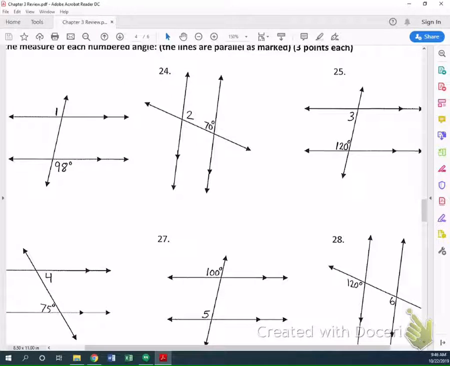Okay, we are now trying to find the measure of the numbered angle. Is this a 1 degree angle?